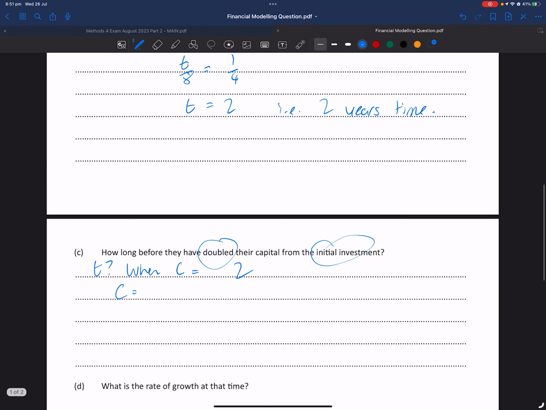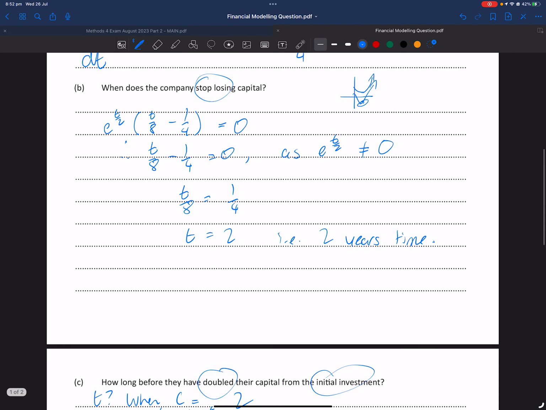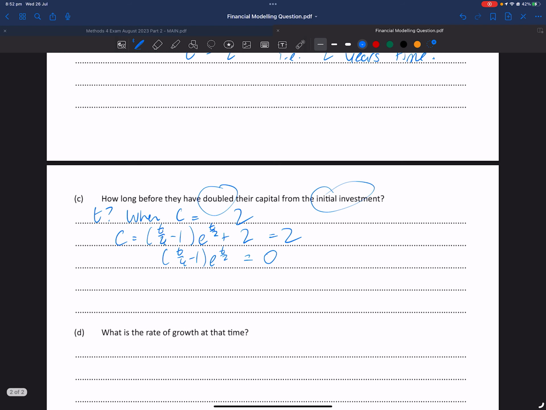Okay? Subtract 2 from both sides, and we get (t over 4 minus 1) e to the power of t over 2 is equal to 0. Oh, that's nice, isn't it? It's kind of a very similar logic to part B, in that in part C here, we can say t over 4 minus 1 must equal 0, just null factor law again, as e to the power of t over 2 cannot be equal to 0. So therefore, t over 4 is equal to 1, and t is equal to 4, i.e. they will be doubling their investment in 4 years' time.